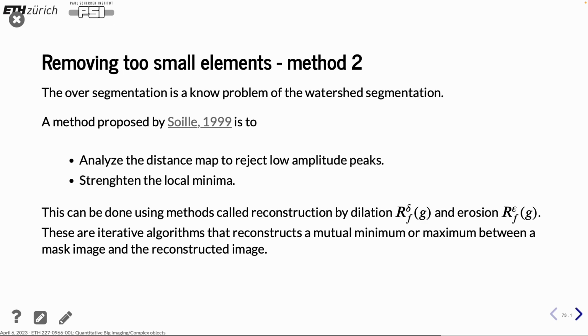And that is what is proposed here by Soille, that identify where the local minima variations are small and bunch them together with the help of as a single local minimum or local maximum, depending on how you flipped the map. And that is done with a method called reconstruction by dilation and erosion. And they are kind of an iterative erosion and dilation algorithms that smooth out and identify local maxima and minima with a certain depth.